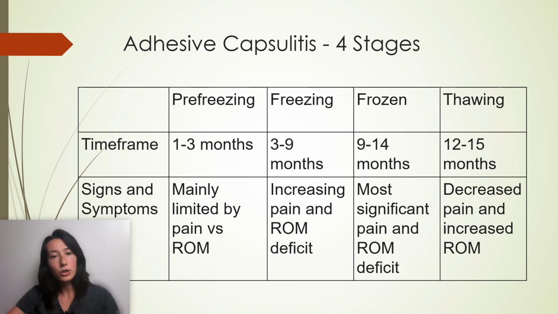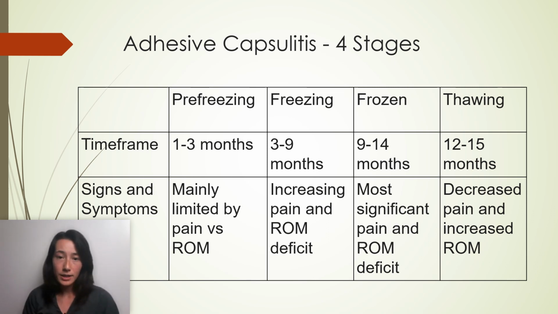Depending on what source you choose to look at, there are 3 to 4 stages of adhesive capsulitis. ChoosePT by the APTA identifies 4 stages. This includes what's on the screen: pre-freezing, freezing, frozen, and thawing. Luckily, the names really help with explaining what we can expect from each phase.